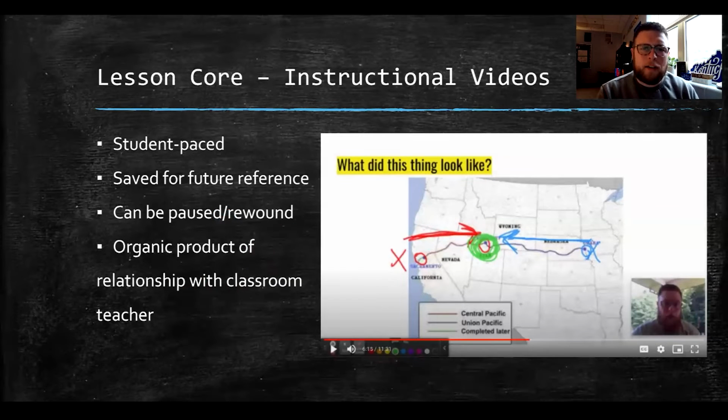So each Modern Classroom lesson begins with this core idea of an instructional video. And so we give the students the lesson information in a recorded video of the teacher actually teaching the content. If you look on the screen, you'll see a screenshot from one of my first lessons this year about the Transcontinental Railroad. And you can see the annotations that I added to the screen.